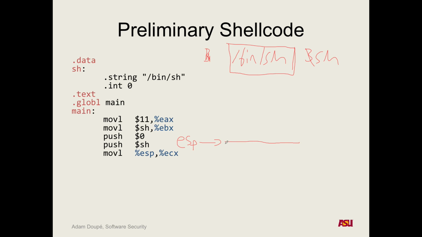So the first thing we're going to do is push 0 onto the stack. So this whole thing is going to be null. Then what's the next thing we push onto the stack? The address of sh. And then we have the stack pointer, ESP, pointing here. So now wherever ESP is, that is our beta. So now we have beta, which has alpha followed by null, and alpha has the string /bin/sh.